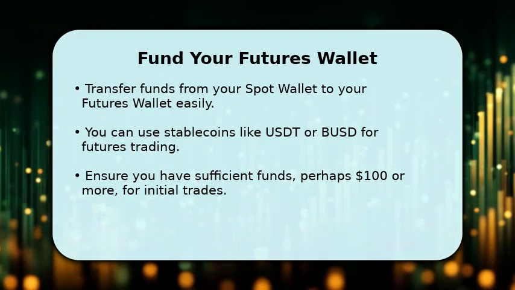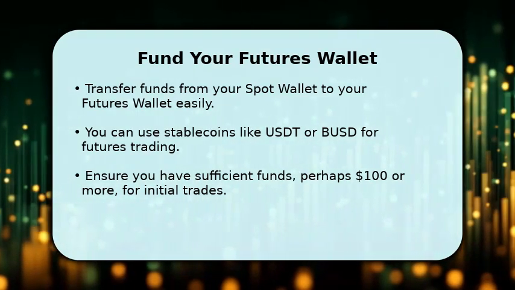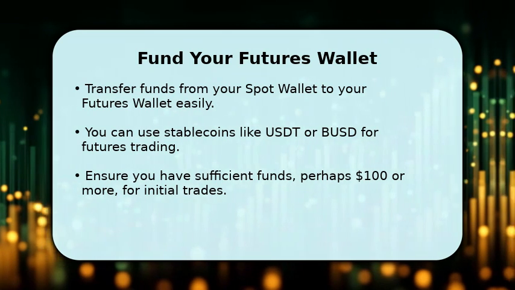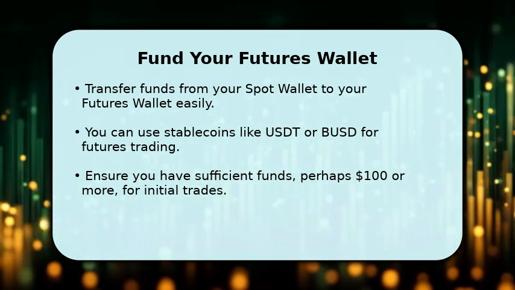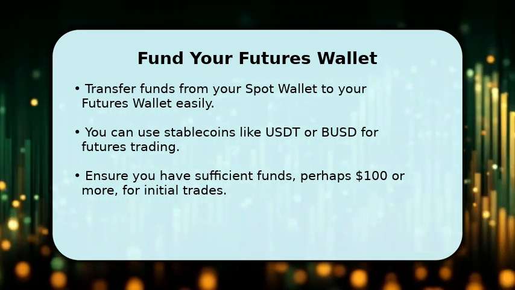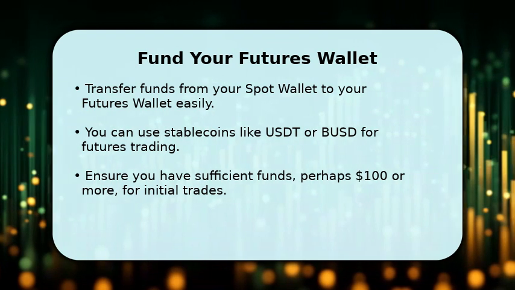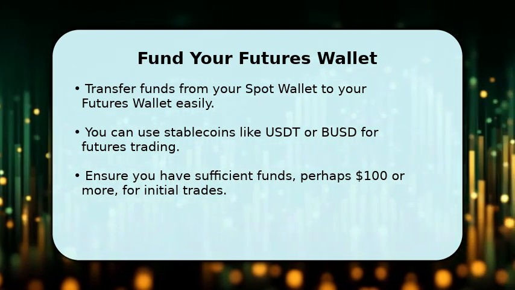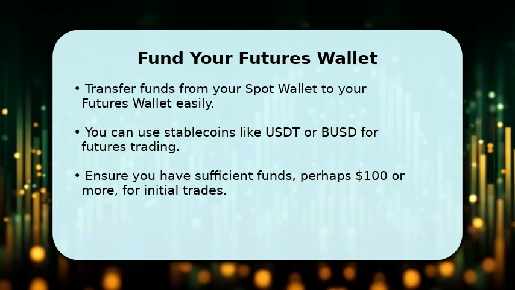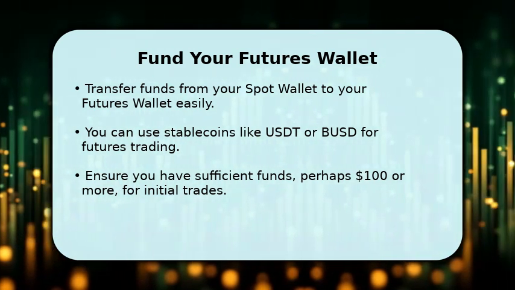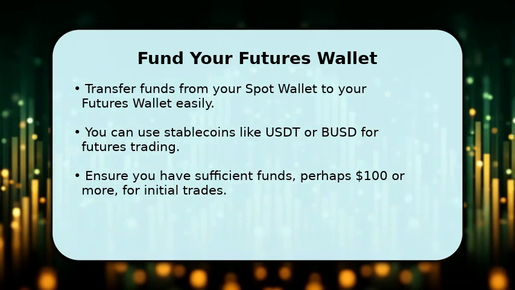To start trading, you need to fund your futures wallet. Go to your spot wallet, find the transfer option, and select Fiat and Spot to USD-M futures. Choose the cryptocurrency you wish to transfer, like USD, and enter the amount. Confirm the transfer, and your funds will be available in your futures wallet almost instantly, ready for trading.